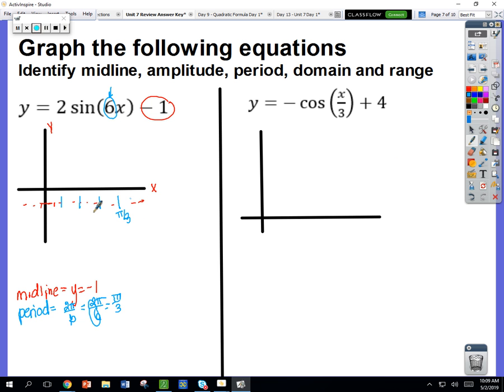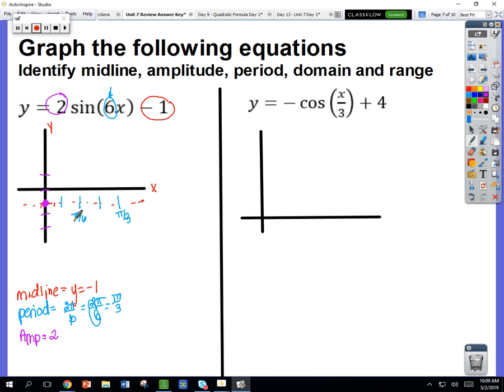So now, you only have to label a halfway tick point, and that would be half of pi over 3, which is pi over 6. Half of 1/3 is 1/6. Okay? The amplitude comes from here. That tells me how far away the highest point, my maximum, and how far away my minimum is from the midline. So the amplitude is 2.